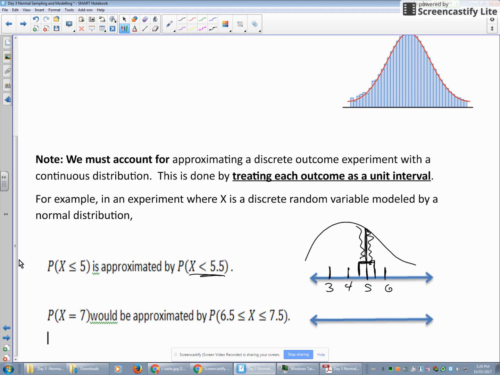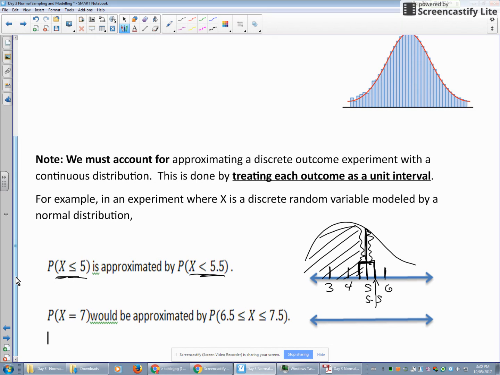Because it's discrete data, I'm going to extend halfway to the next discrete point, and halfway down to the previous discrete point. But in this case, I'm taking a look at x less than or equal to 5. So my 5 is denoted by this area, but of course I'm interested in everything less than that. So what I'm really going to be using on my distribution curve is the value of 5.5.